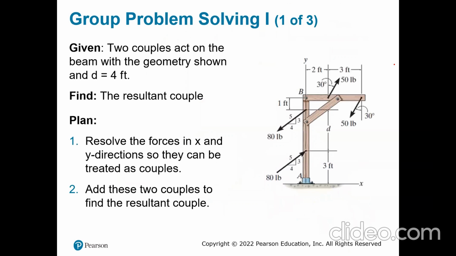Let's look into another problem. We have two couples that act on a beam with the geometry shown, and the distance is given as 4 feet. First they asked to find the resultant couple of these two forces. So how do we do this one? We can simply do it with vectors. One way is we can resolve these forces in x and y directions and see whether we have a couple, and then we can solve from there. Take your time to solve this one, and if you cannot, come back to the video and see whether you can try that.